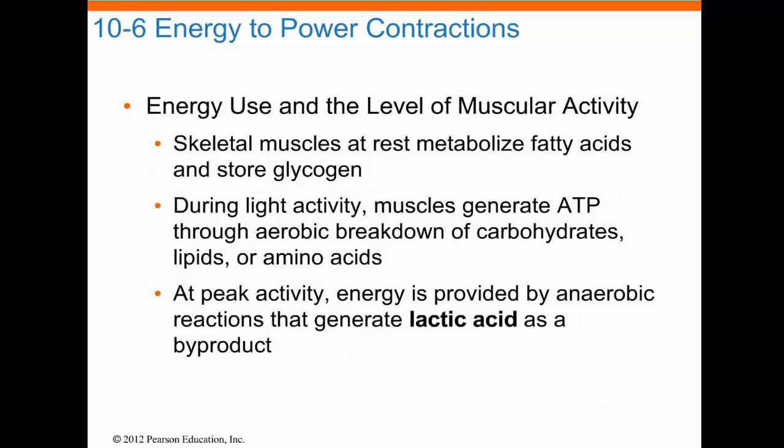Energy use and the uptake of muscular activity. Skeletal muscles at rest metabolize fatty acids and store glycogen. During light activity, skeletal muscles generate ATP through aerobic breakdown of carbohydrates, lipids, and amino acids. However, during peak activity, energy is produced by anaerobic reactions that generate lactic acid as a byproduct.